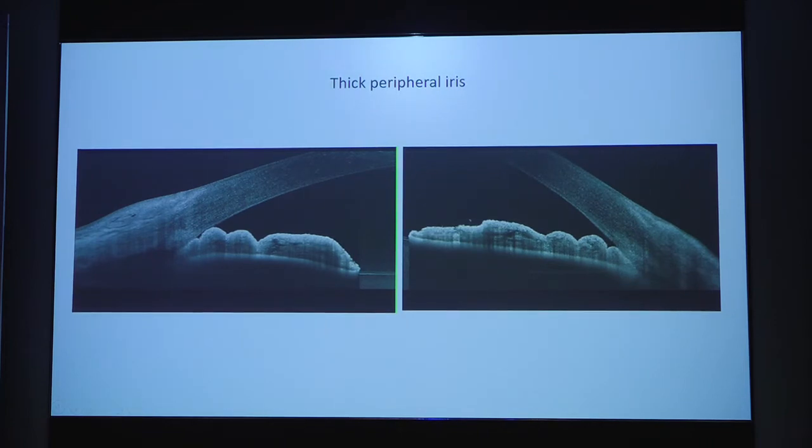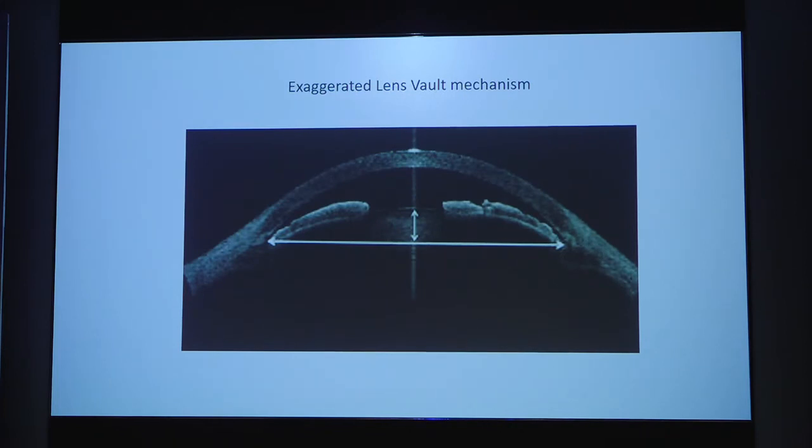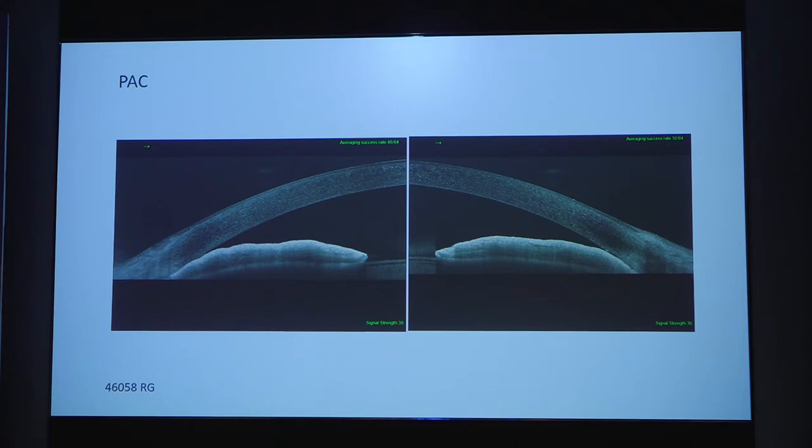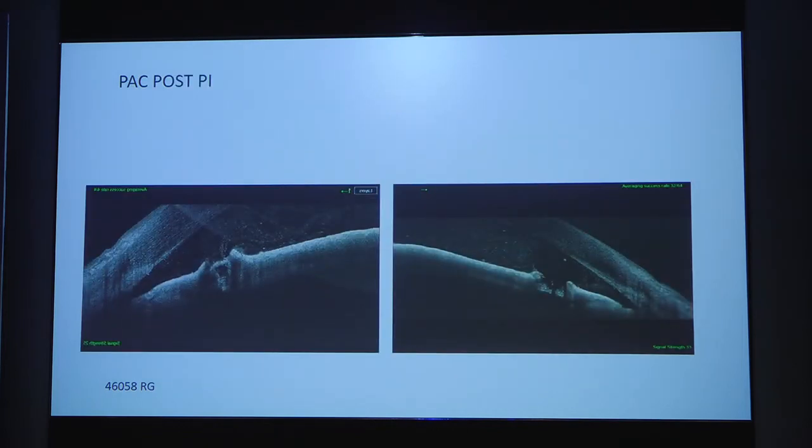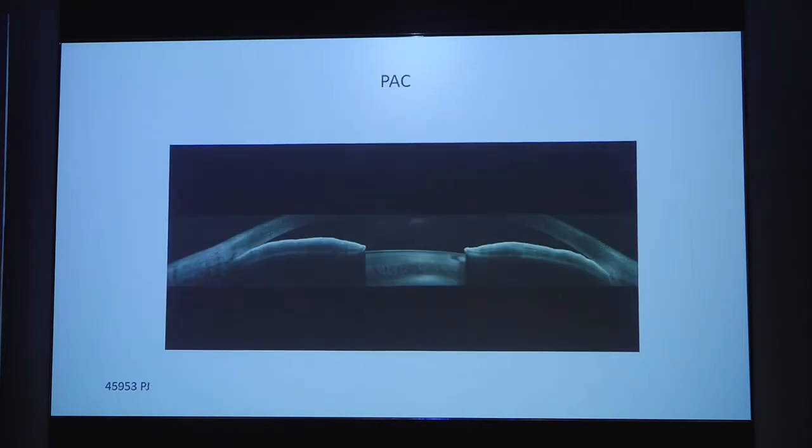Here you can see the thick peripheral iris which is blocking the angle totally. So this you can identify, and again an exaggerated lens vault mechanism, like in UBM also. Qualitatively you can say that the angle is zero without measuring it, and there is an oppositional angle closure, and post PI the angle is opened in both the eyes.